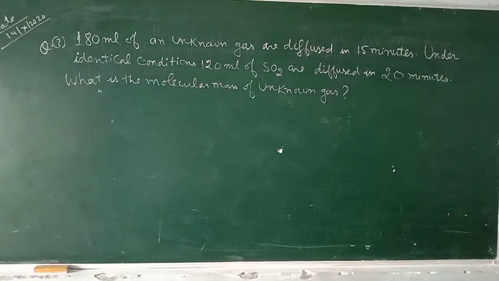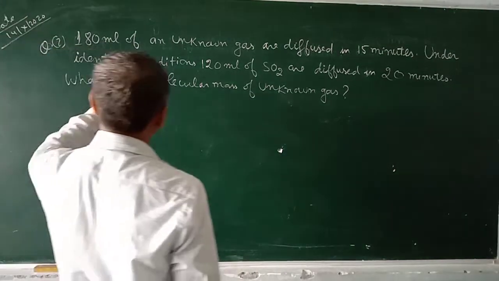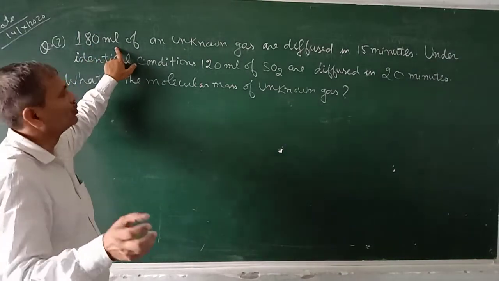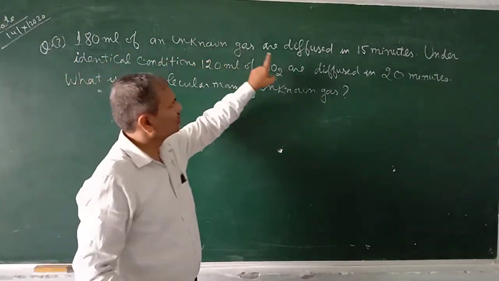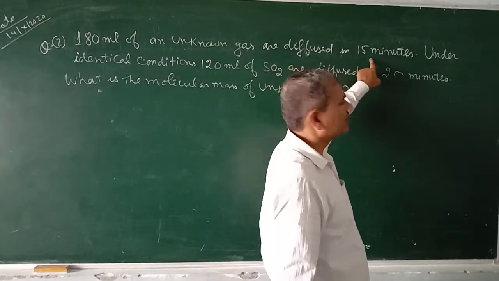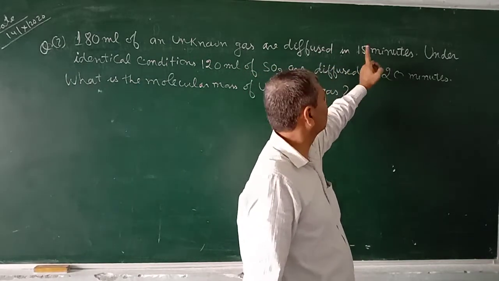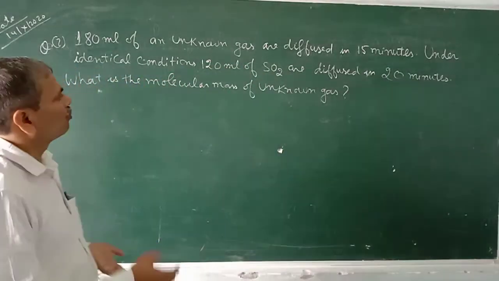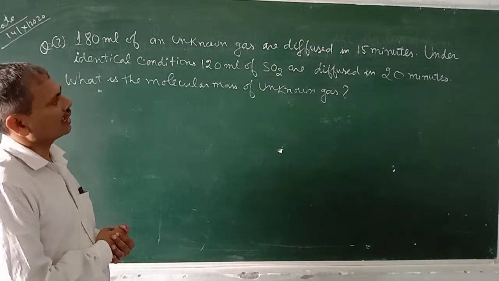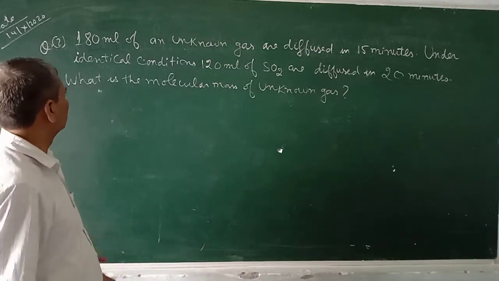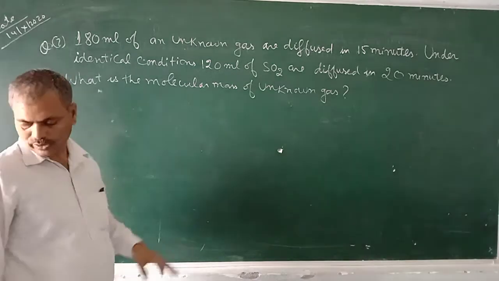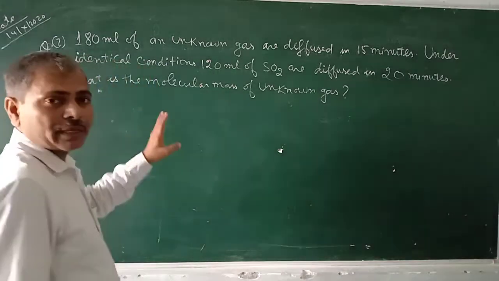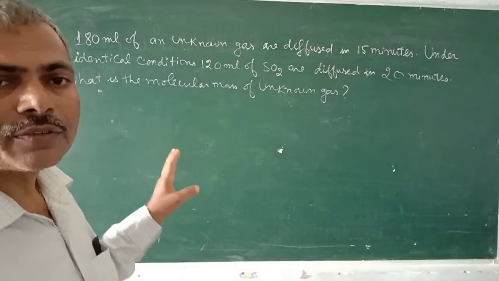This numerical is that 180 ml, that is the volume of an unknown gas, is diffused in 15 minutes. Timing has been given as 15 minutes. Under the same conditions, 120 ml of sulfur dioxide will diffuse in 20 minutes. What is the molecular mass of the unknown gas? This numerical is based on Graham's law of diffusion.